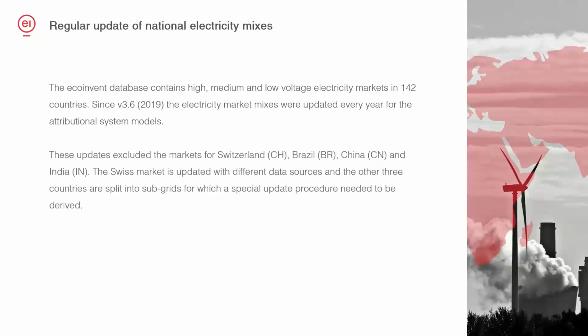However, there are some exceptions to the yearly update. The markets for Switzerland, Brazil, China, and India are not covered by this standard procedure. The Swiss market has to be updated through different data sources, as we will explore later. Brazil, China, and India are split into subgrids due to the size of their countries. For these geographies, individual update procedures were generated based on national statistics. In the regular electricity update procedure, the market shares, meaning which electricity production datasets feed into the market, for example, 30% coal, 20% nuclear, or 20% hydro, the production volumes as well as the overall transmission losses are updated.